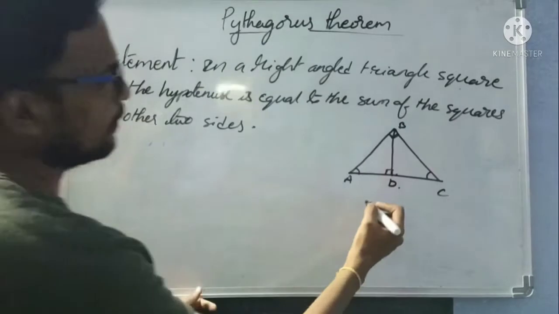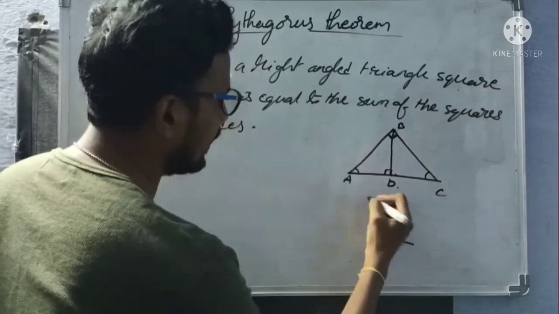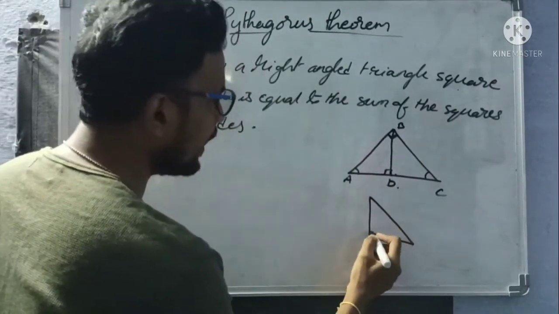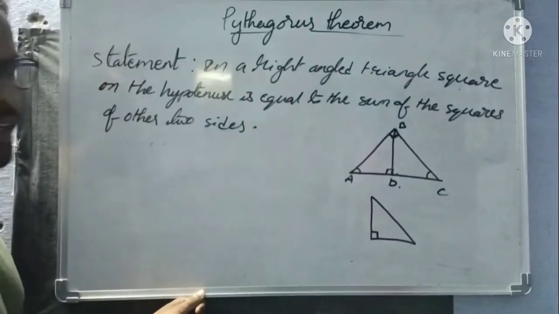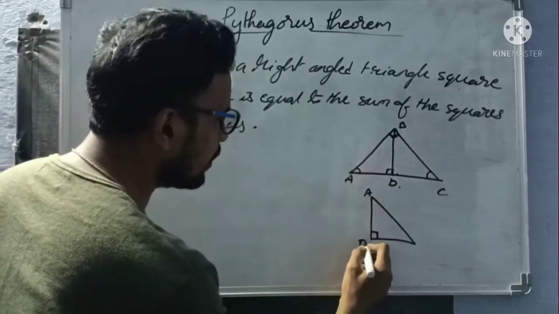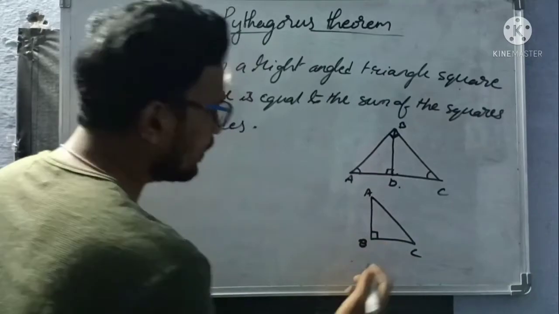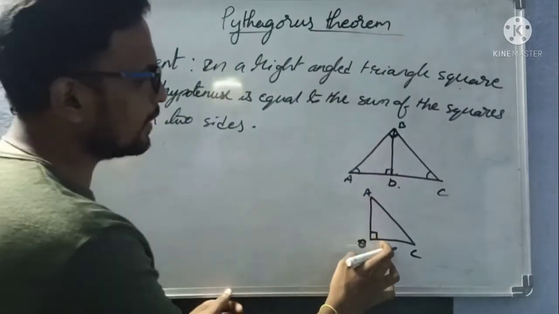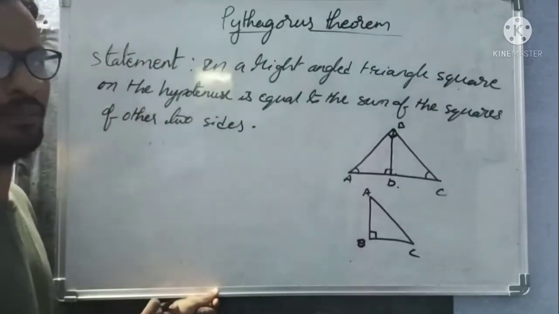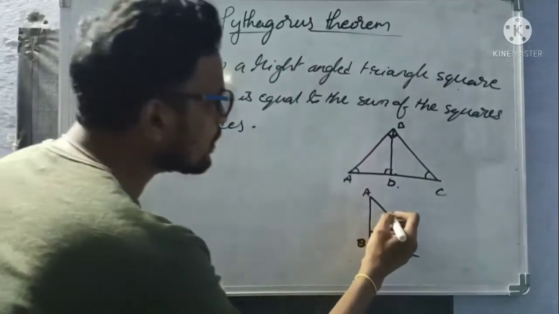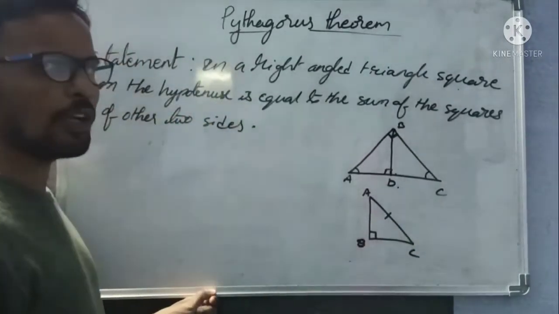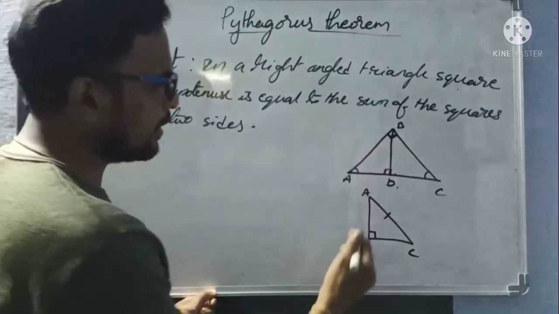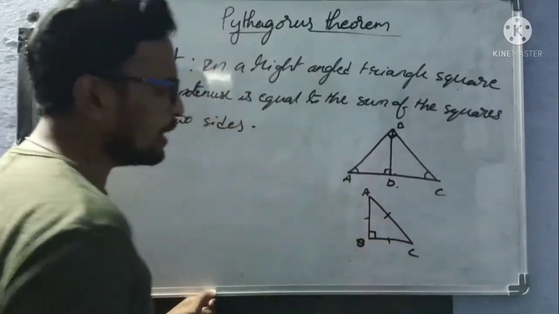Let us see now. So this is a right angle triangle. Right angle means one angle will be 90 degrees, right? So if I consider this ABC as a right angle triangle, then my angle B is 90 degrees. So this indicates that this triangle is a right angle triangle. And the longest side of the right angle triangle becomes the hypotenuse. And the other two sides are AB and BC.